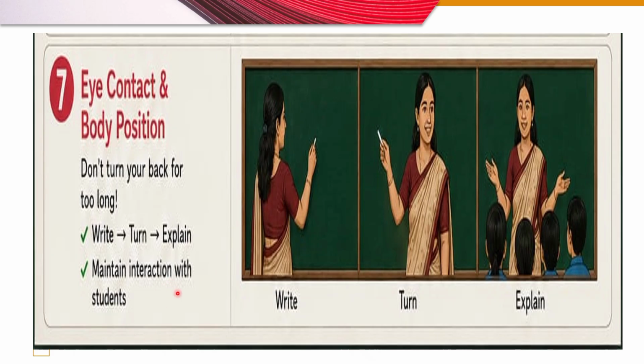Maintain interaction with students. Don't just keep writing on the board without any interaction with the students. Then students will lose interest. They will not follow you properly. You have to write, then turn, interact with students, explain, ask a few questions, and then turn again and write. So you have to follow this sequence to keep your class engaged. At the same time, keep an eye on the students.